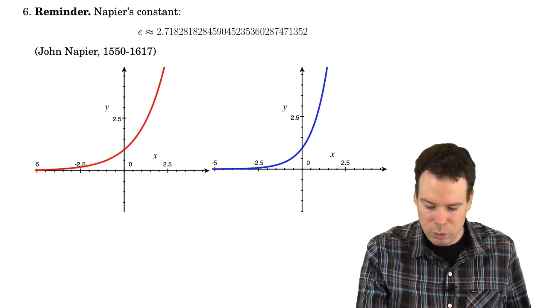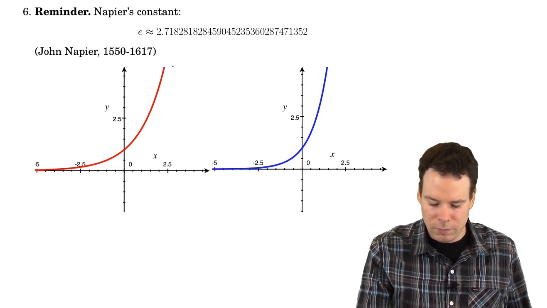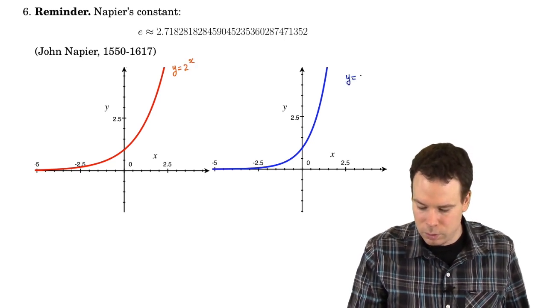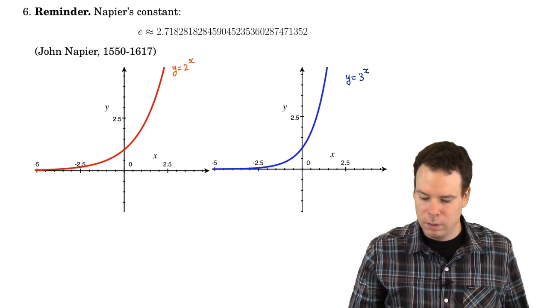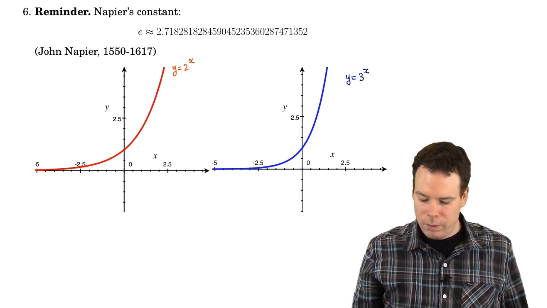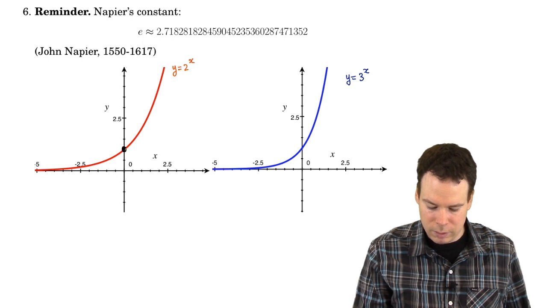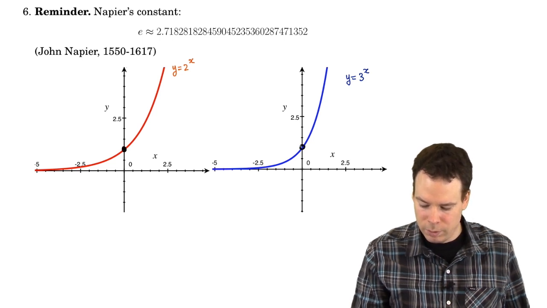Well, it's related to exponential functions. So here I've got two exponential functions sketched. I've got y is equal to 2 to the x, and I've got y is equal to 3 to the x. Now, if I were to look at the point that they have in common, so that's the point (0, 1). So I look at that point, (0, 1).